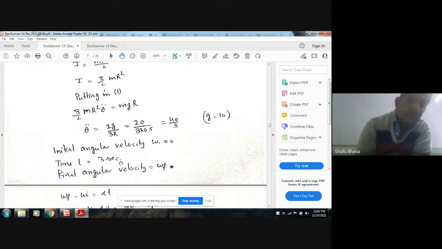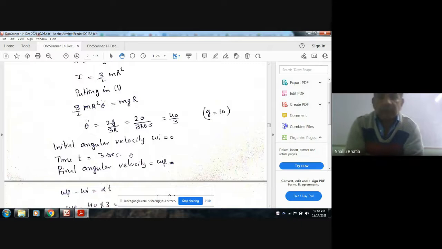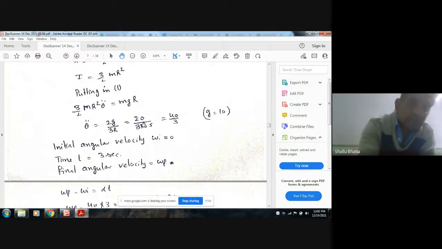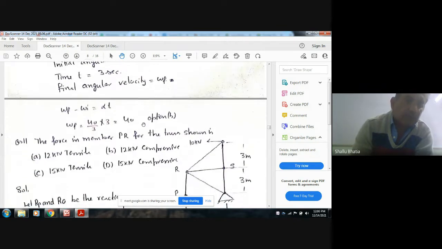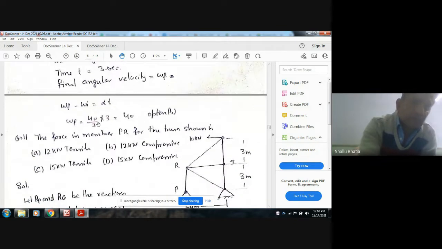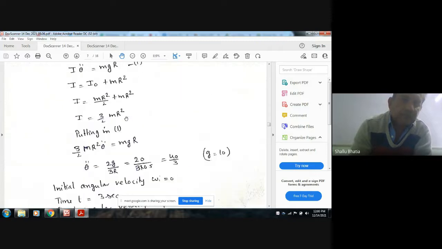Now the initial angular velocity: initially there is no angular velocity, it will start rotating from rest, so at that point omega i is 0. And we have to find out the velocity after 3 seconds. Now we know the acceleration, using omega f minus omega i is equal to alpha t, we have omega f equal to 40 by 3 into 3, which is 40. So option B is the right answer.